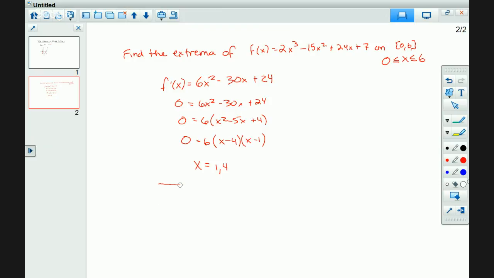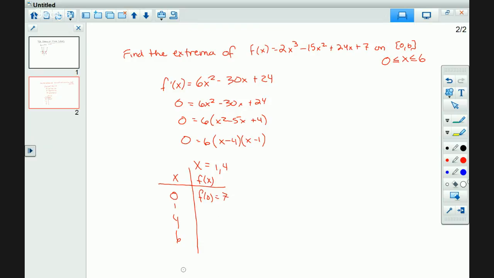Okay, so we're just gonna do a table: 0, 1, 4, and 6. We got our critical points and our endpoints, right? And then we're gonna test them in F. We don't need to worry about the derivative. Yesterday we used the derivative for local min and max. Let's use F. So what's F of 0?